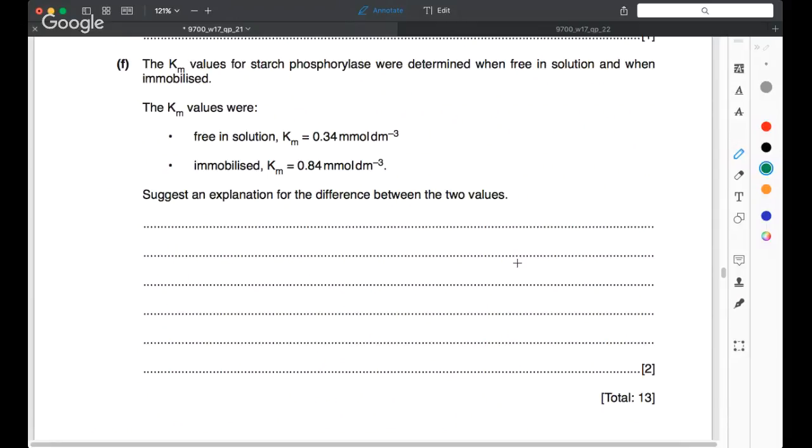The Michaelis-Menten constant of the enzyme free in solution is smaller than that of the immobilized one because the enzyme has a higher affinity towards the substrate. So which one has a higher affinity? Free in solution. Yeah. Which allows Vmax to be reached at a lower concentration. Good, that's one mark.